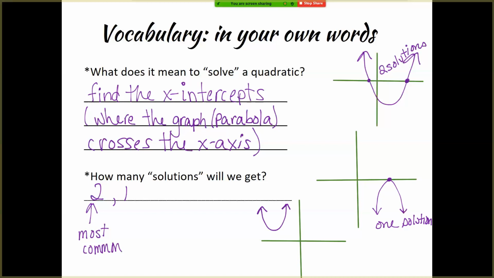And one last example, this all the way down at the bottom, we have a parabola that's kind of floating up, but notice my arrows are going up. Will this graph ever cross my x-axis? No. So this has 0 solutions. So when we solve, we will get 2 solutions, 1 solution, or 0 solutions. Again, 2 is the most common, but 1 and 0 can also happen.